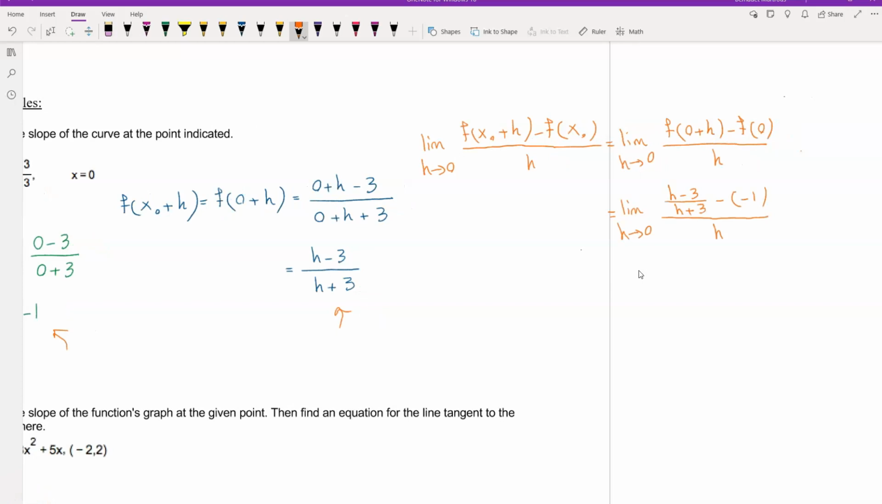So f of 0 plus h was equal to h minus 3 divided by h plus 3, and our f of 0 is -1. So f of 0 plus h minus, here we have subtraction, minus f of 0, which is -1, divided by h. Now simplify what we have here on top in the numerator.